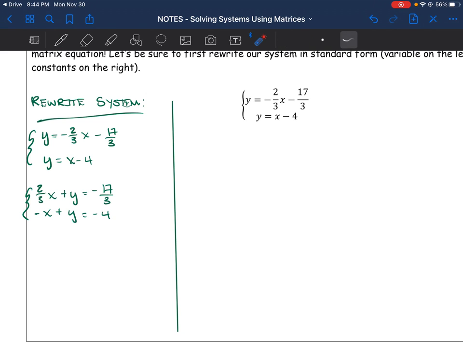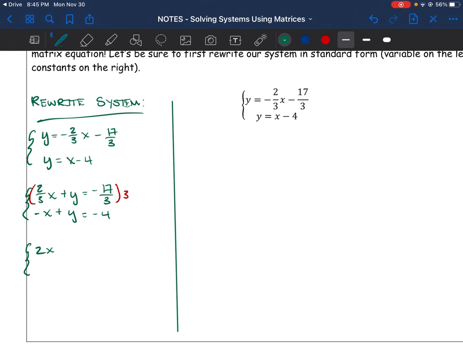Now, technically speaking, this is perfectly fine to work with. It's set up in the correct order, x, y, with the constants on the right side. However, most students would have a hard time working with the 2/3 and the negative 17/3. So one thing that I can actually do is multiply every term in this top equation by a positive 3. That way I can get rid of the fractions. So an easier system to work with after multiplying the top equation by 3 would be as follows.